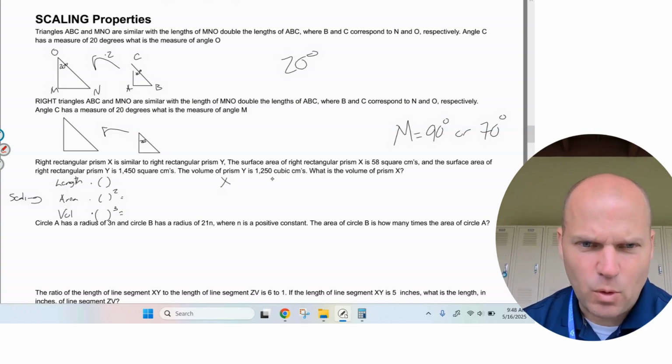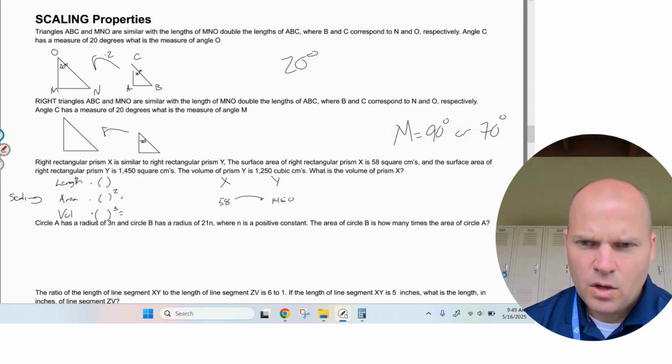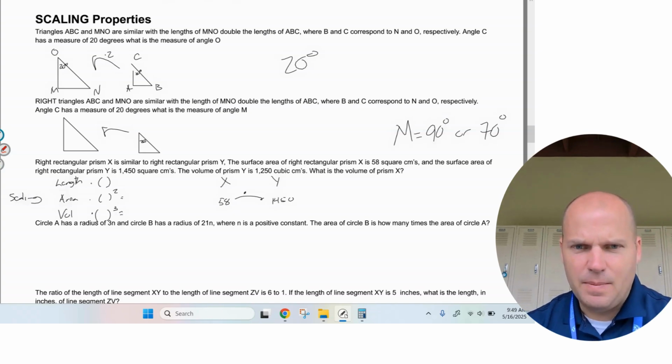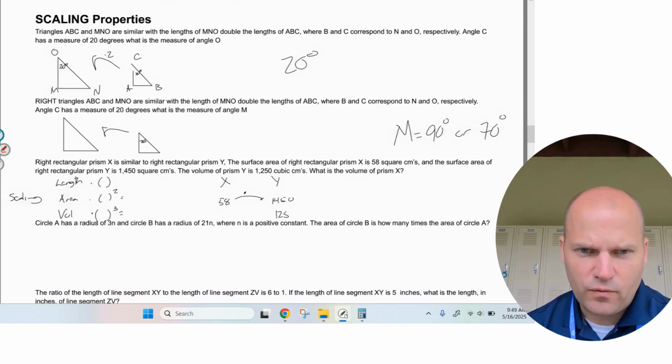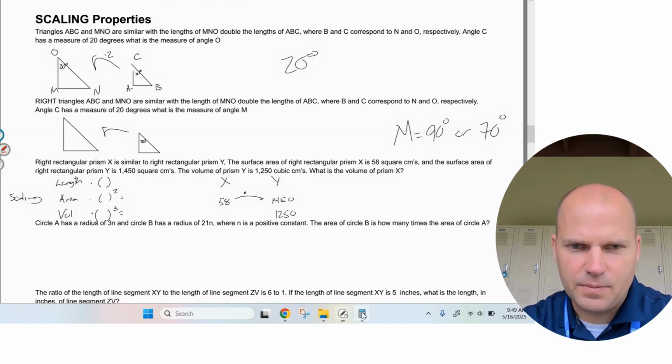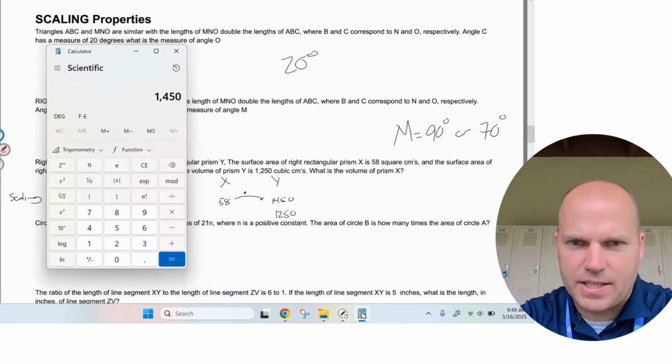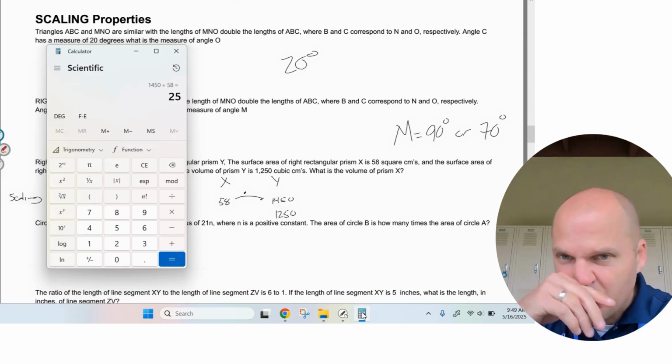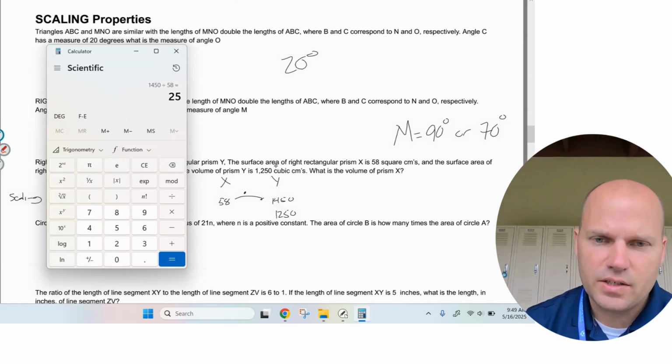So we got X and Y. Surface area of X is 58. The surface area of Y is 1450. What is that times? The volume of Y is 1250. Okay, cool. What is that times? Let's figure out by dividing to figure out how many times the size. We got 25 times the size.